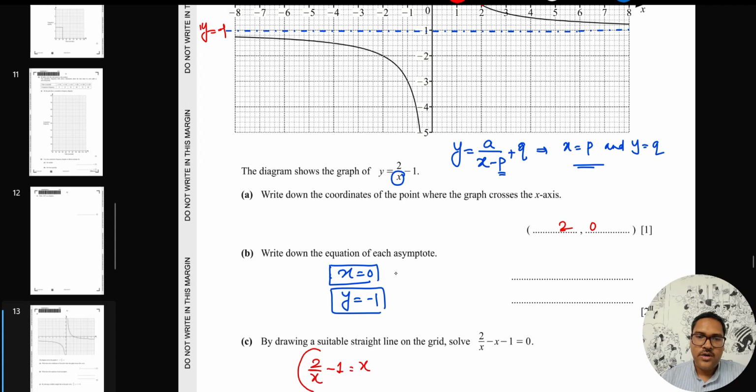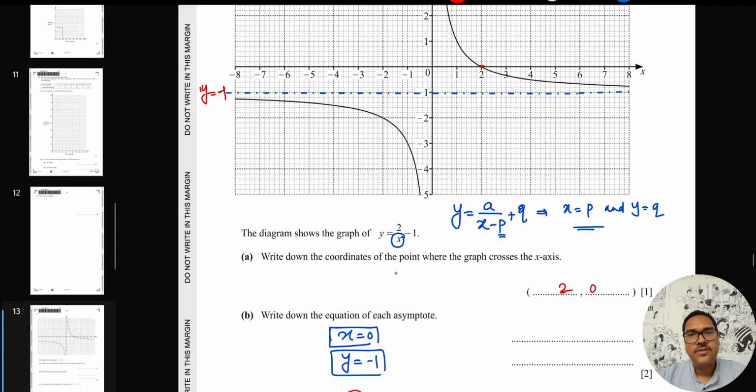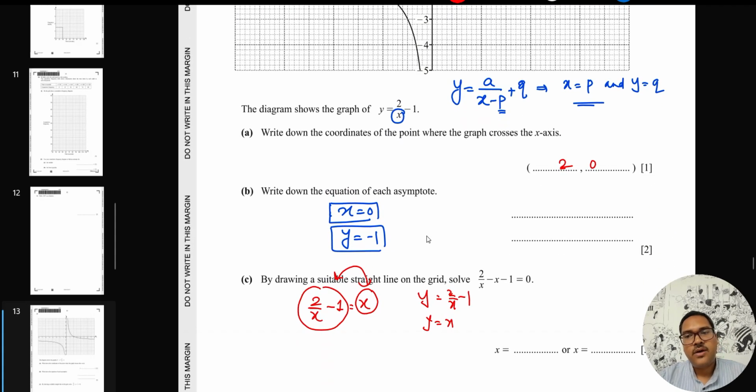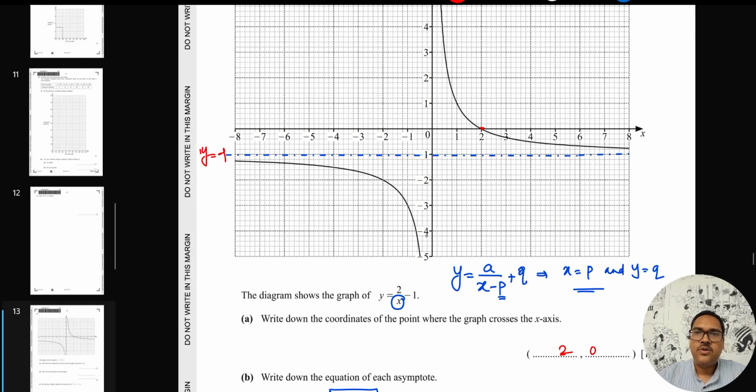So this graph we already know. Now we will draw this graph, and the point where they intersect, that is y is equal to 2 by x minus 1 and y is equal to x. Where they are intersecting will be the answer, because that is the point where the y coordinate will be the same. So now we will draw the line y equal to x.